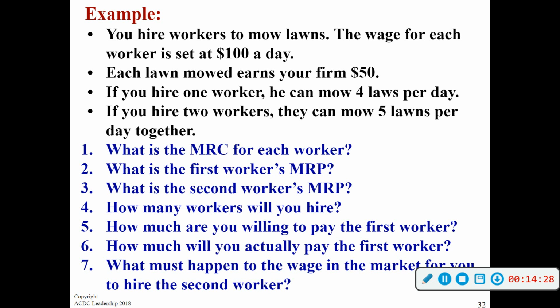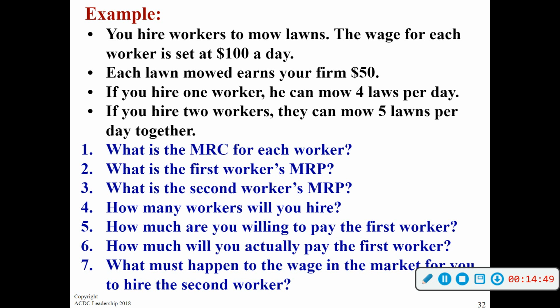First worker, he can mow 4 yards by himself in a day. Second worker, together, only mows 5 yards. So how many additional yards did this person mow? 1. So 4 by themselves, you hired a new worker, and it only increased the product by 1.